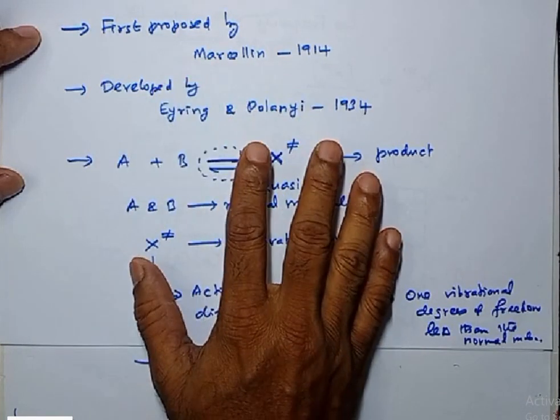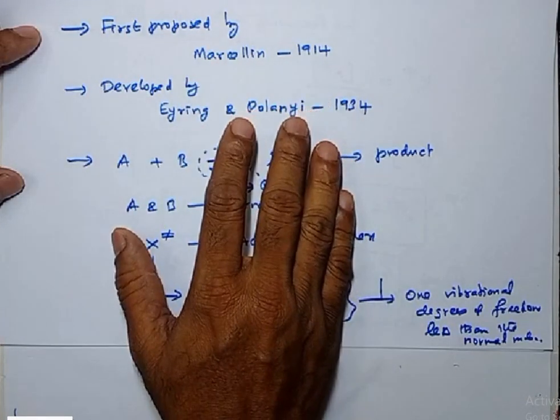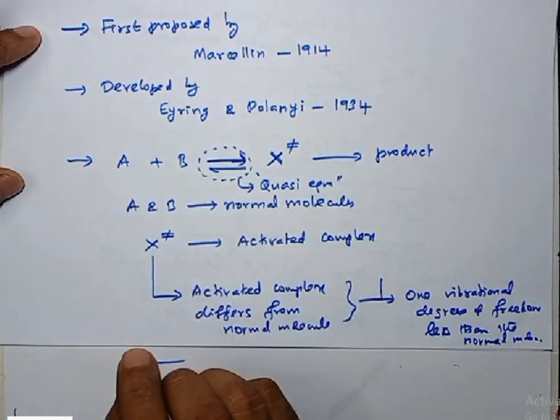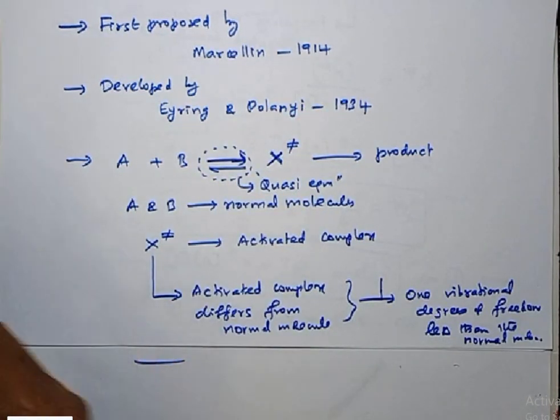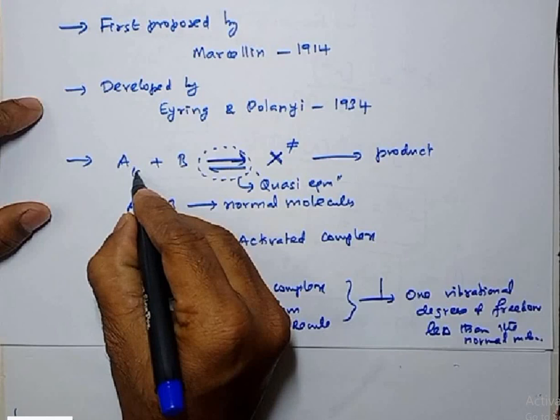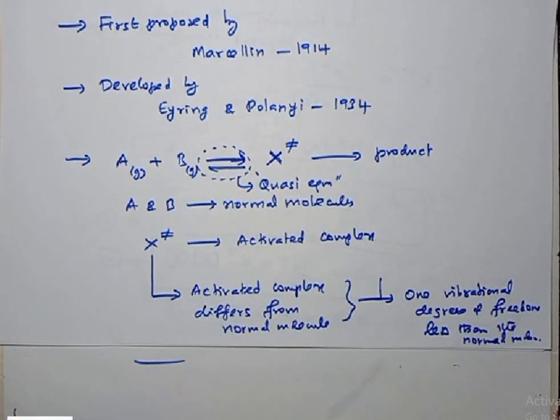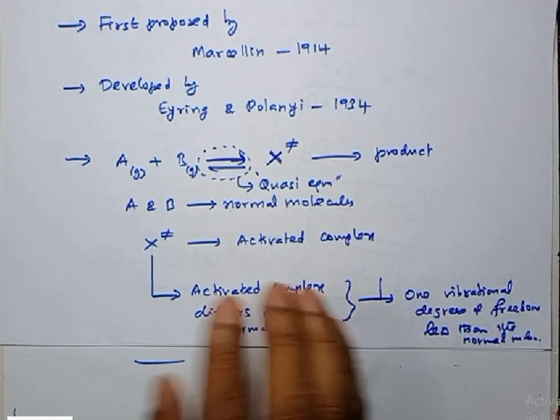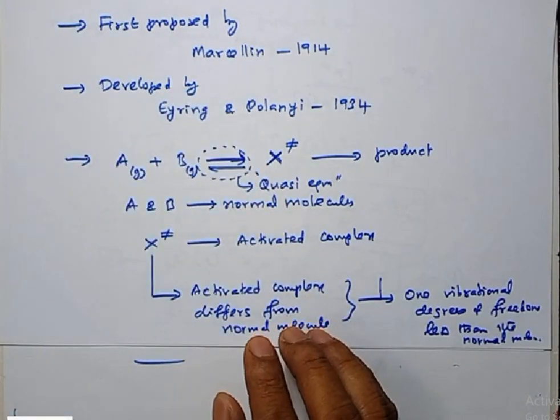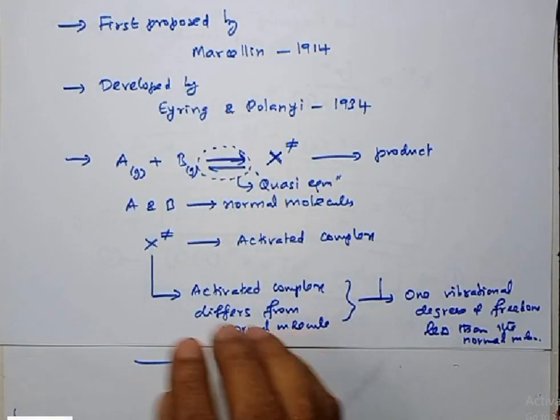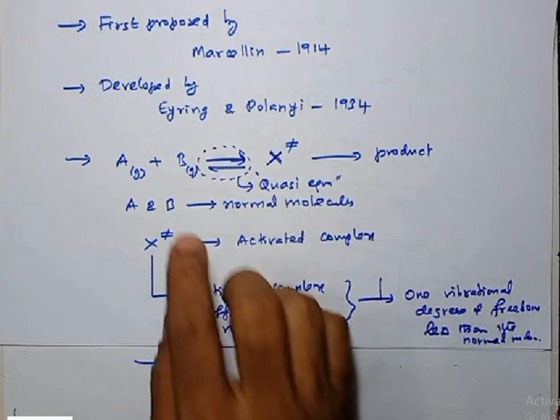First we are going to discuss the transition state theory for gas phase reactions. So here A is a gas, B also a gas. First we are going to apply the theory for gas phase reaction. After that we will come to solution phase.